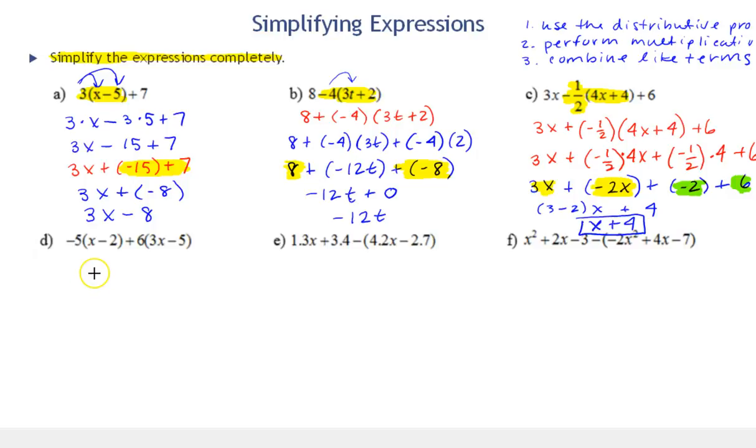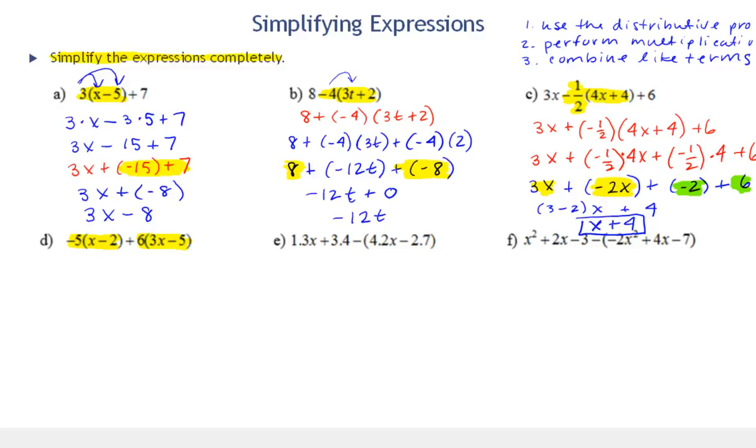Let's continue our work simplifying expressions. So let's look at part D. Notice in part D, we have two sets of parentheses and two places where we need to distribute. So we have the product of -5 with the difference of x and 2, plus the product of 6 and the difference 3x minus 5.